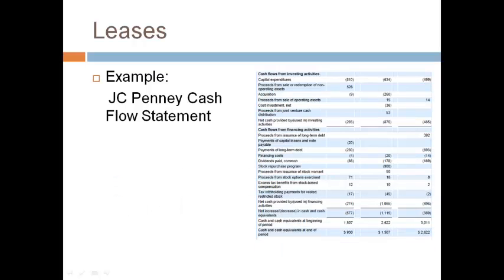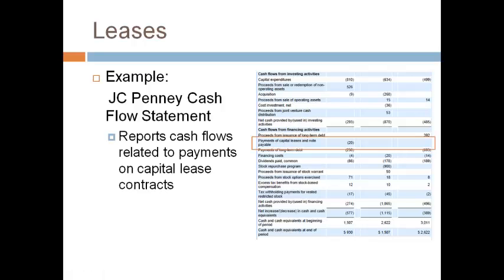Here's the cash flow statement for JCPenney. Leases are a form of financing, and cash related to leases is reported in the financing activities section. Take a moment and locate the line items related to leases. The cash flow statement reports payments related to capital leases.